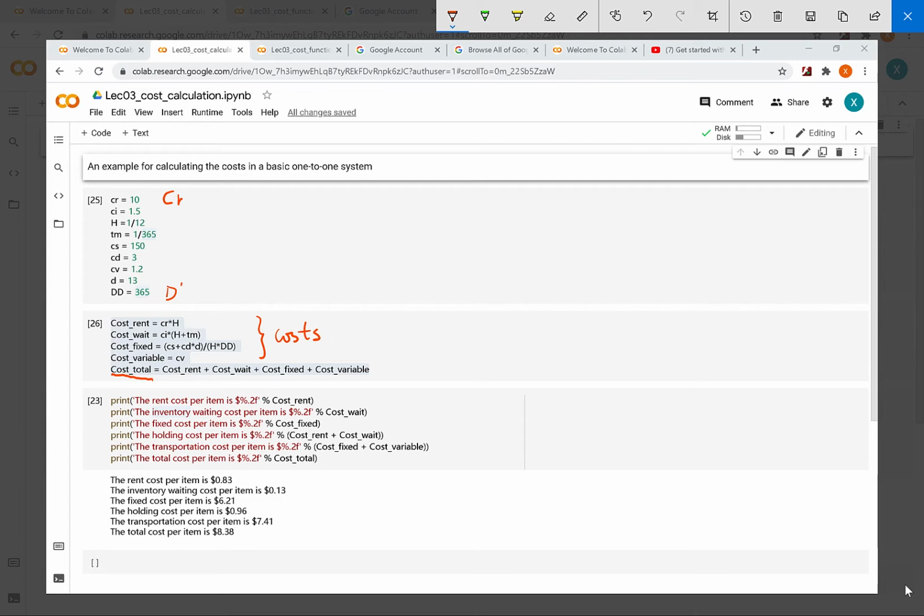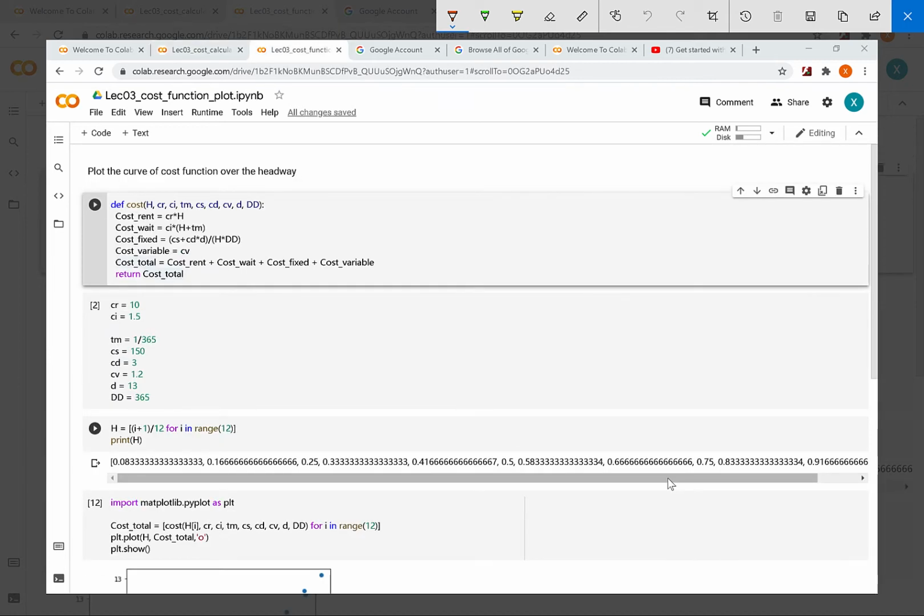And then next, we just print out all the results where we have this rent cost, inventory cost, fixed cost, holding cost, transportation cost, and then finally the total cost. Here we only show 2 digits with the 0.2f notation. You can see the result for the total cost is the same as what we calculated.